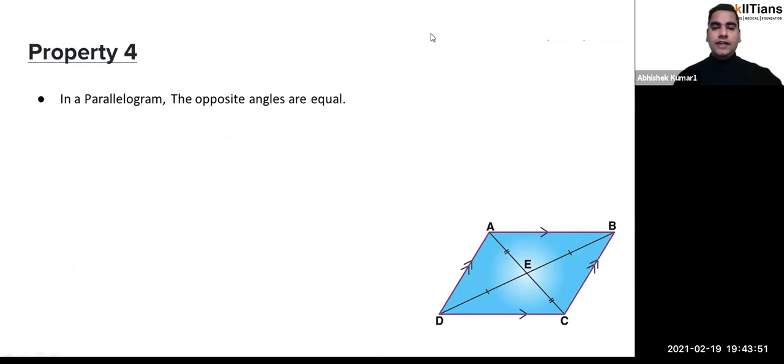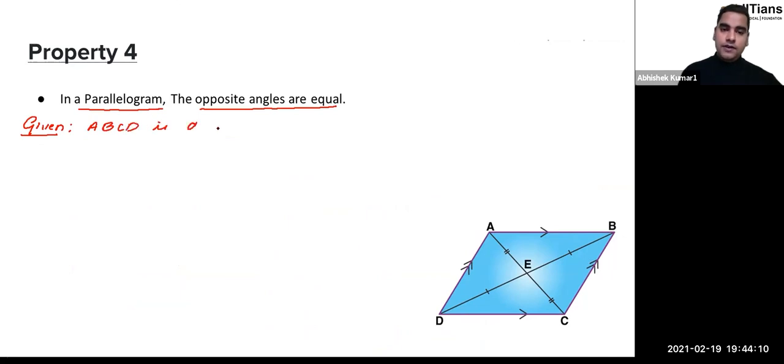So we have now the next theorem. What does this next theorem say? This next theorem says that in any parallelogram, the opposite angles are always equal. So here, what are we provided? We are provided ABCD is a parallelogram. All right.